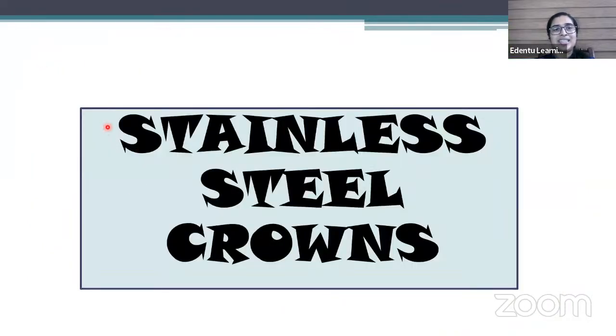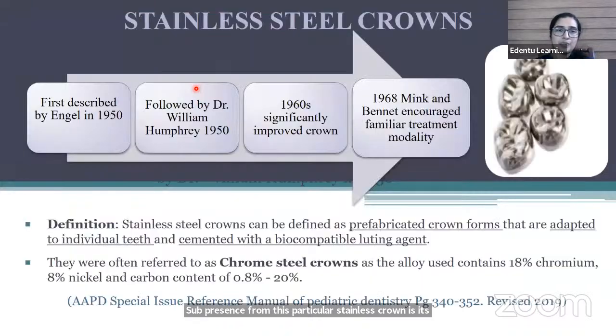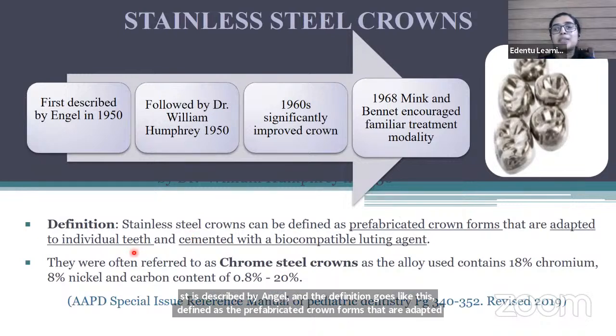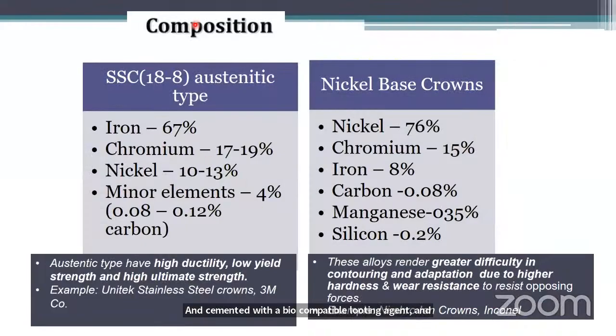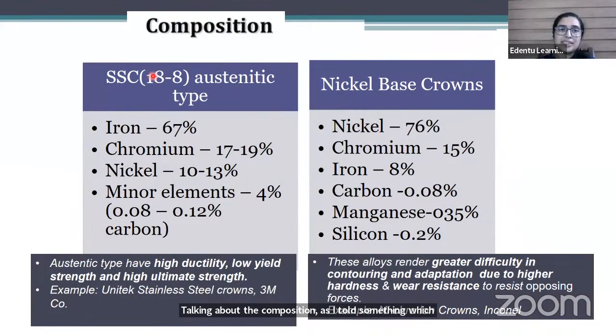Now getting on into the next question, which is very commonly asked regarding the stainless steel crowns, and the sub-questions from this particular topic are its composition, its classification, and the procedure in which you have to provide the same. So stainless steel crowns, as you can see here, were first described by Engel, and the definition goes like this: defined as prefabricated crown forms that are adapted to the individual teeth and cemented with a biocompatible luting agent. And they are often referred to as chrome steel crowns.